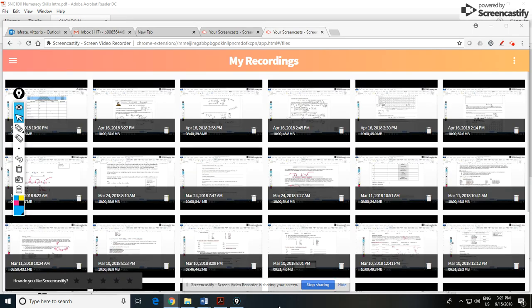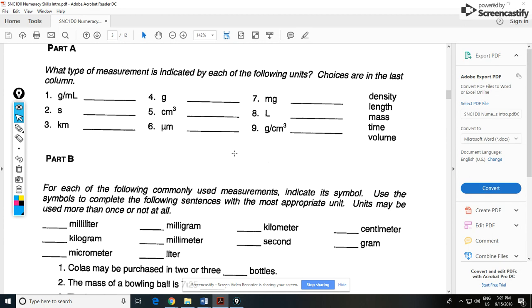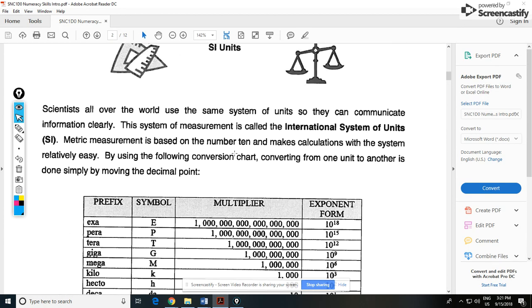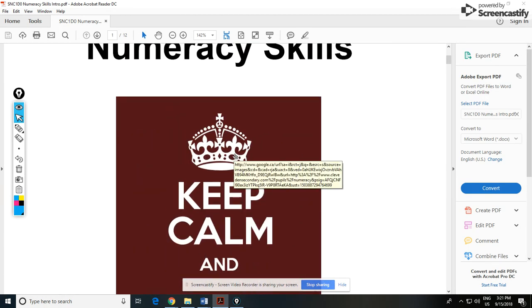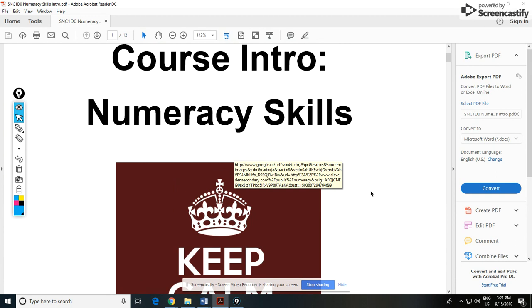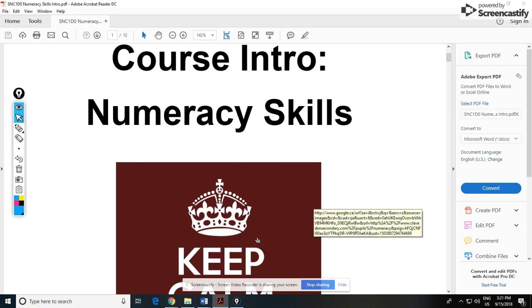Look at the numeracy package that you're responsible for completing. This is the numeracy package over here. Your teacher would have shared it with you or printed it for you, or it might be on your course website. It includes all the various numeracy skills that you're in charge of learning for this school year that you'll be using for basically all of your years in science for 10, 11, 12.